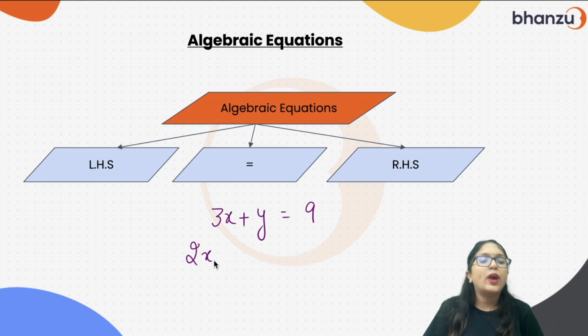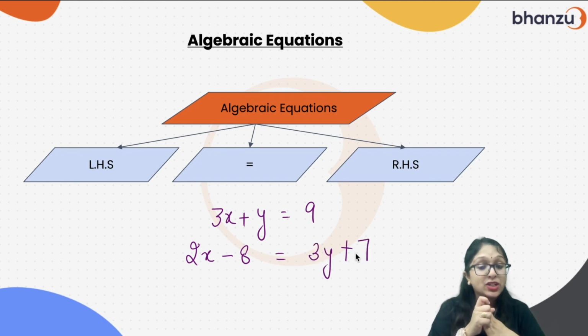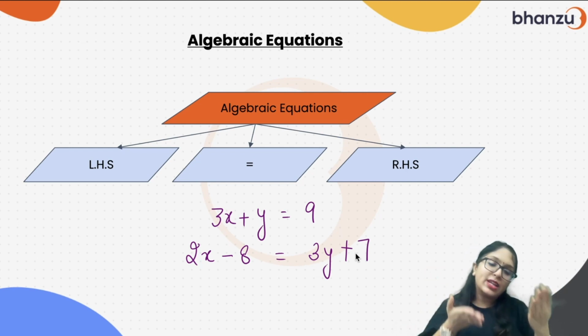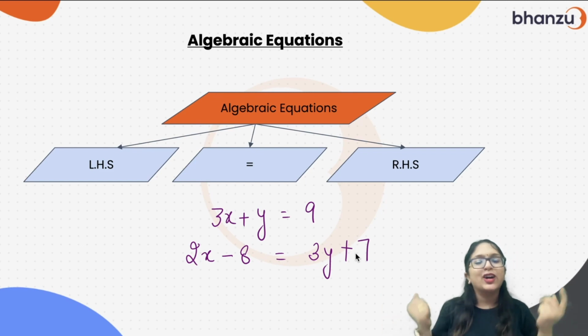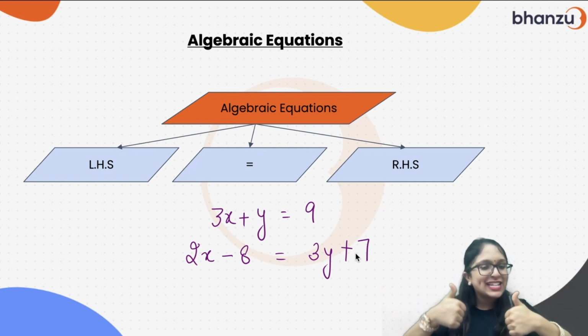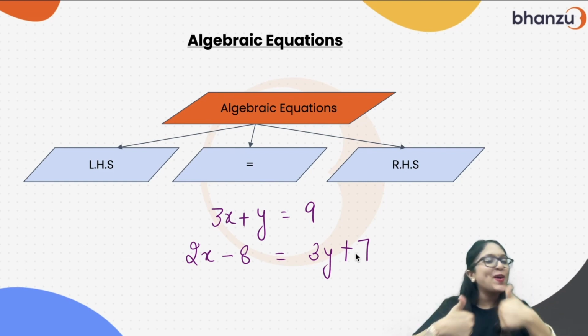What if I write 2x minus 8 equals 3y plus 7? What do you say? Is this an equation? Yes, this is an equation. I can see that there is a left hand side and a right hand side, and this becomes an equation. Did you understand this? Yes. Are you ready to move ahead? Okay, so let's quickly go ahead.